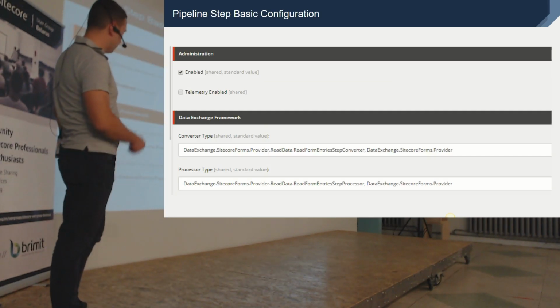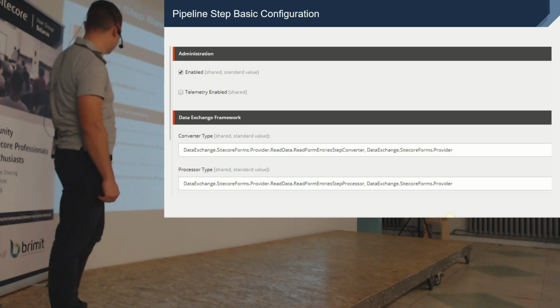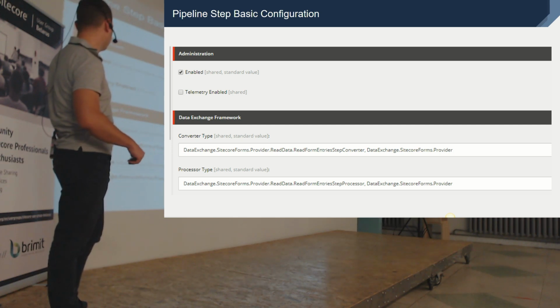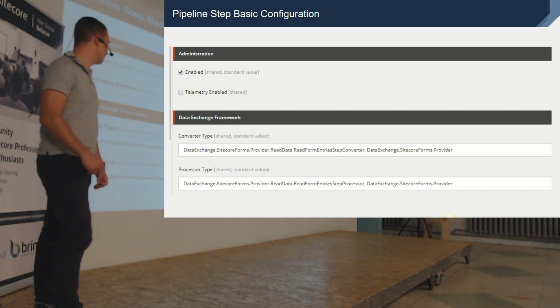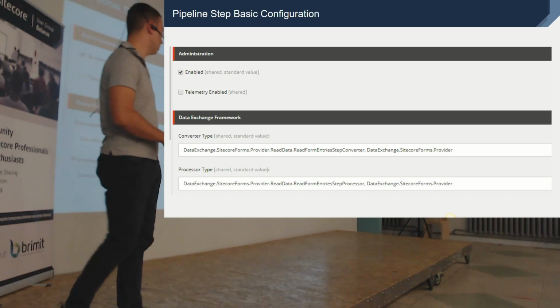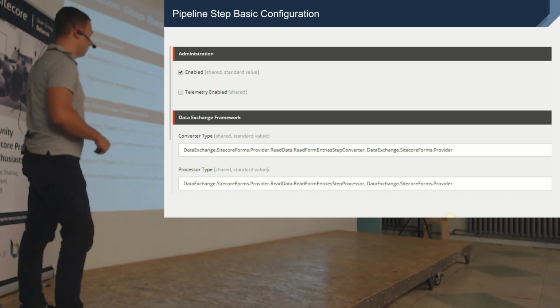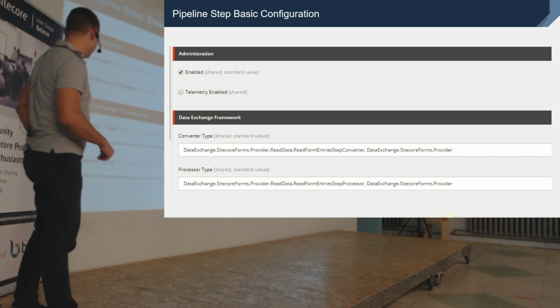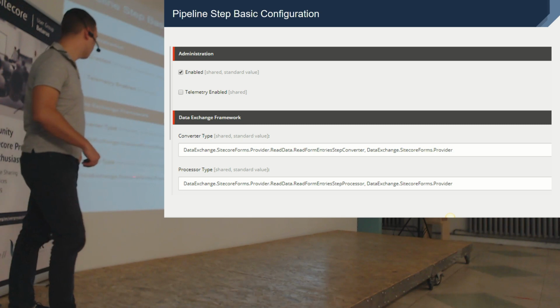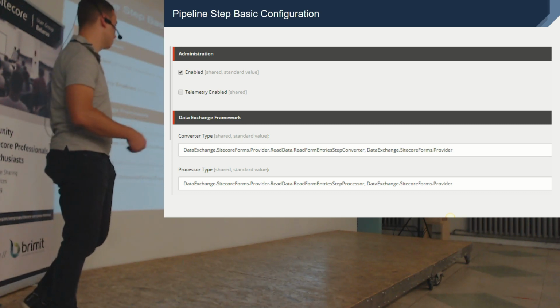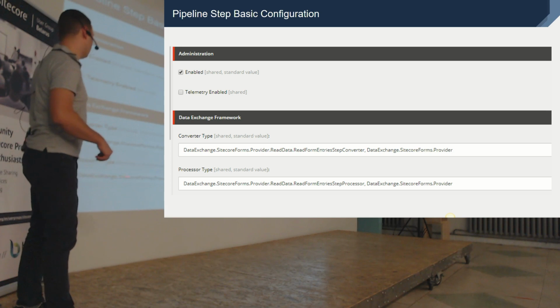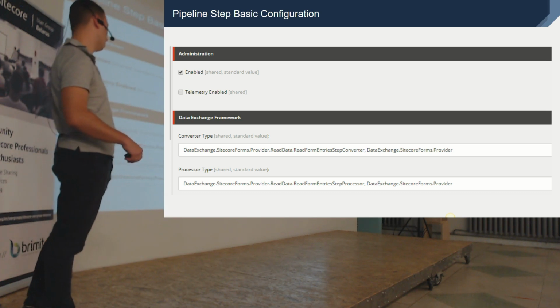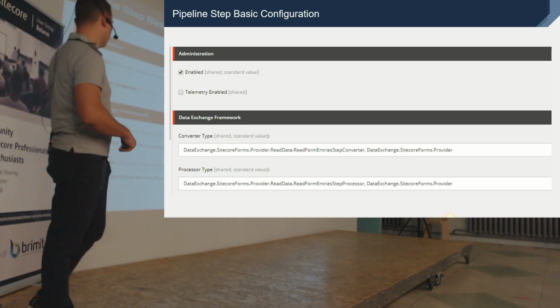A few words about the pipeline step. We also have a data exchange framework section which has two main fields: the converter type, which does the same as in the value accessor case, just reads the field that we have in the item of the pipeline step. And we have the processor type, the type used to create the processor which will process this pipeline step, and it also expects some object on input which our converter will create.